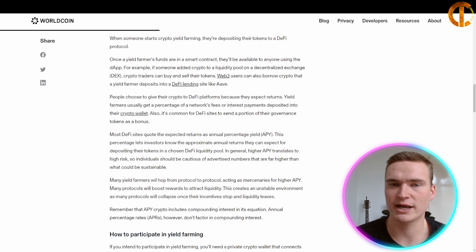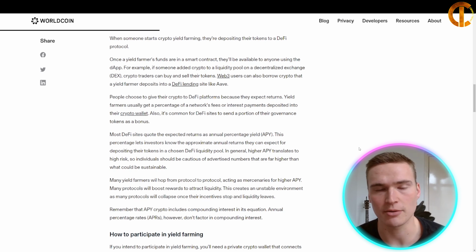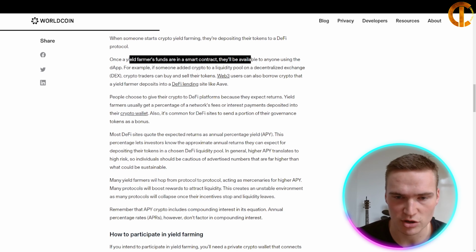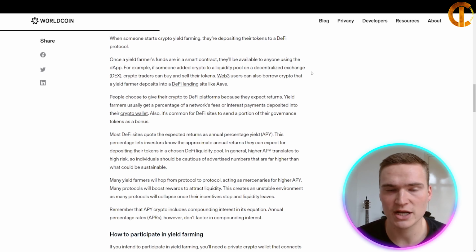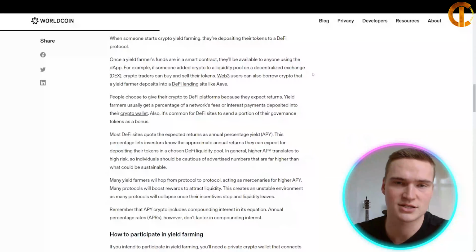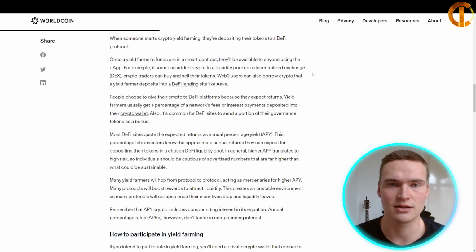So now quickly, how does yield farming really work in practice? Basically, once a yield farmer's funds are in a smart contract, they'll be available to anyone using the decentralized application. So for example, if you're using a decentralized application where people can borrow money, if you actually supply the liquidity, they can use your money, your liquidity.